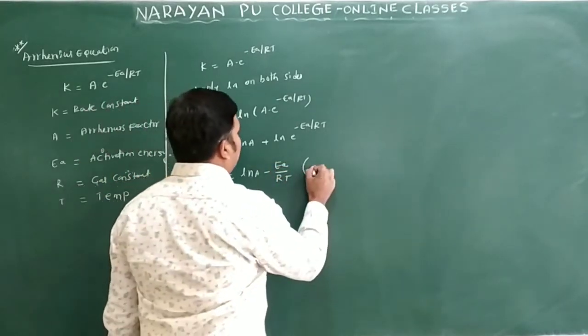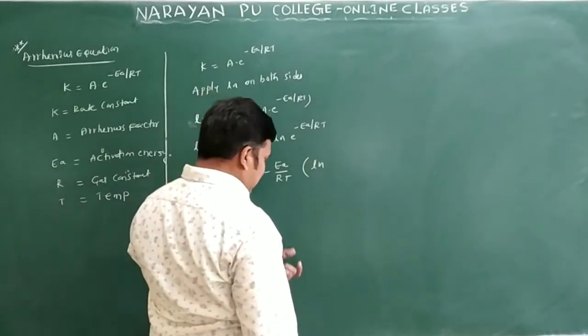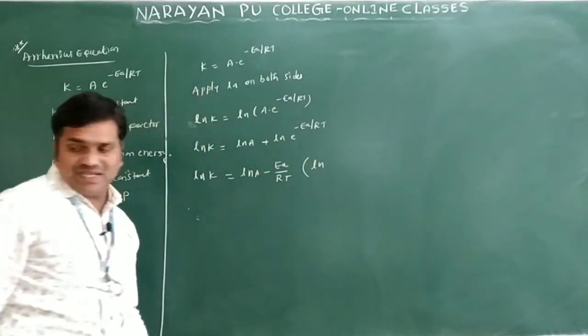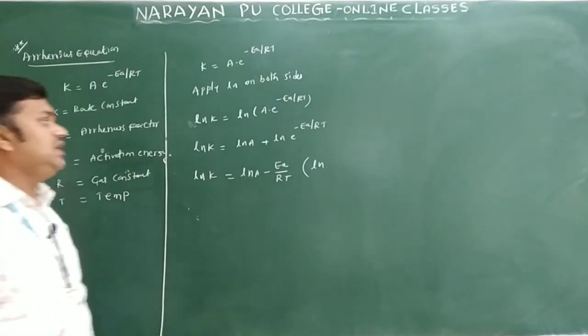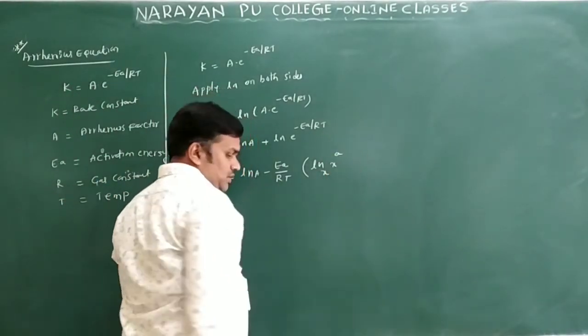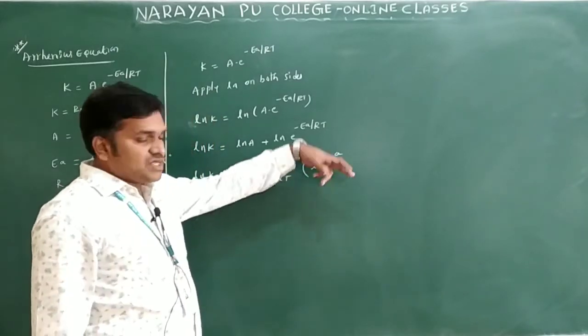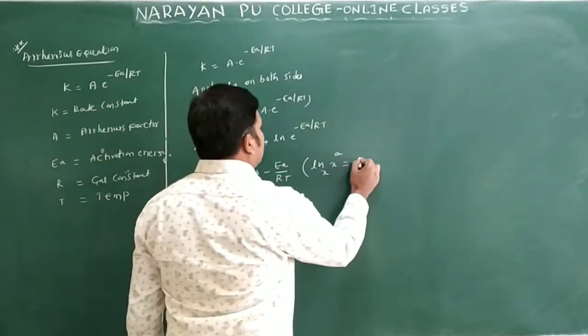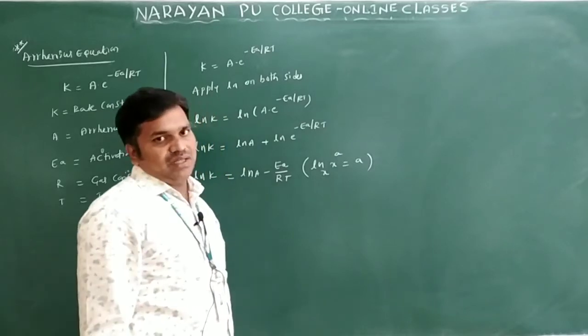Generally, ln means the base is e. We can take base X, or you can take base e. So I will write ln, this is ln base X of X whole power A. What will you get? You will get A. This is the logarithm formula.